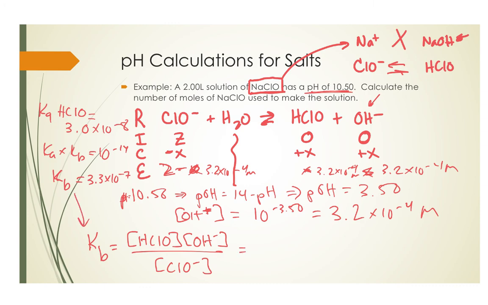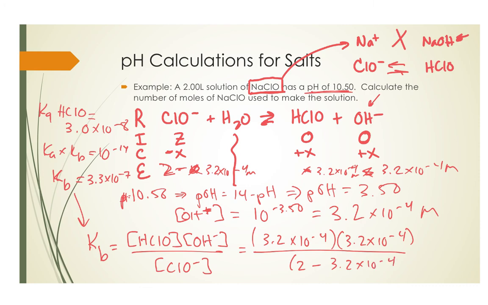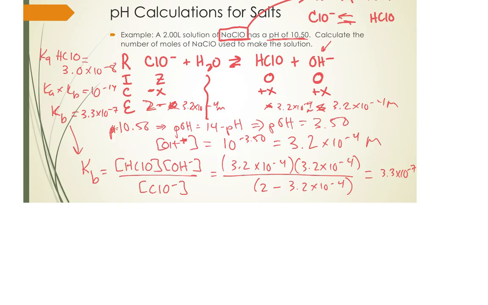So we're going to fill these in. HClO is 3.2 times 10 to the negative 4th. OH is 3.2 times 10 to the negative 4th. ClO minus is Z minus 3.2 times 10 to the negative 4th. And that's all going to equal 3.3 times 10 to the negative 7th. All right. So now you're going to do a whole bunch of algebra to solve for Z. And if we do that, we will find out that Z equals 0.31 molar.